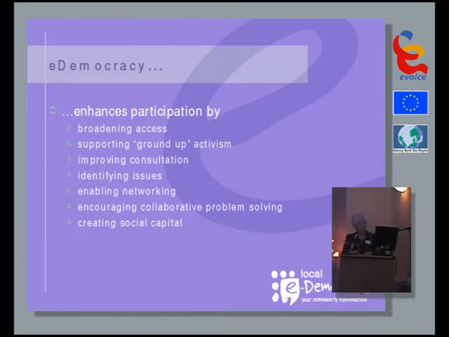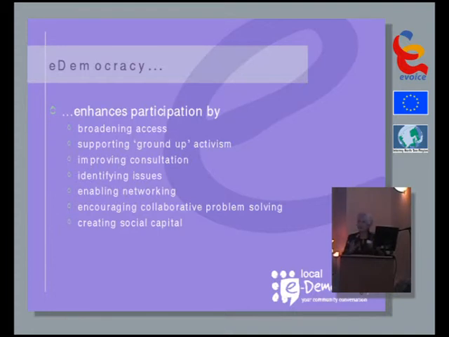Of course, e-democracy always is going to exist in the multimedia context, which you are doing so well in championing. Of course, it is a strand. It is one of the channels by which communication can happen. So it does broaden access to some new groups. It does support ground-up activism. It improves consultation. It can help to identify issues and set the agenda in the first place.